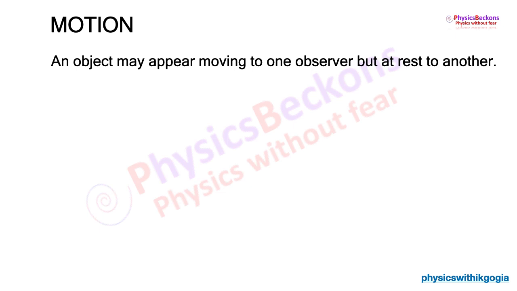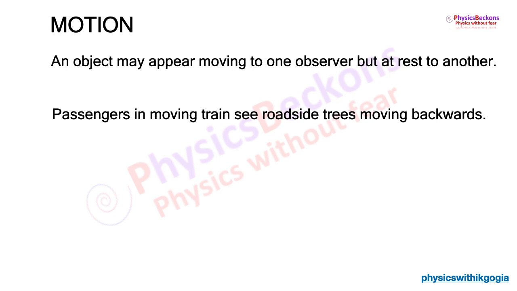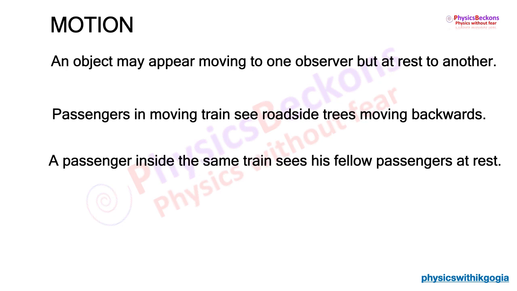Remember, an object may appear to be moving to one observer but at rest to another. This is interesting and needs to be clearly understood in order to understand the concept of motion. Inside a train, all passengers are in motion with respect to objects outside the train. That is, they all see trees moving backward and hence they are in motion with respect to the objects outside the train. However, a passenger sitting inside the same train sees his fellow passenger to be at rest.